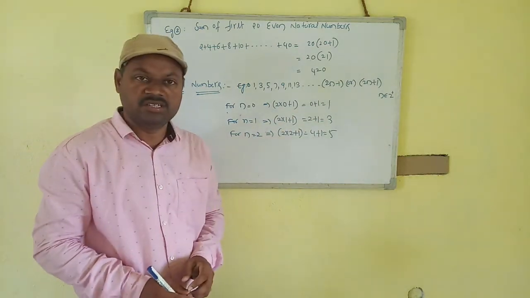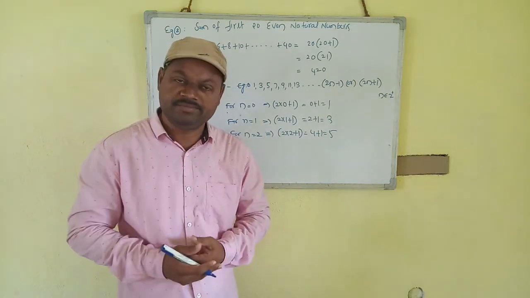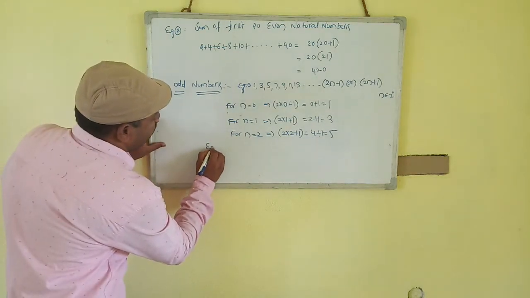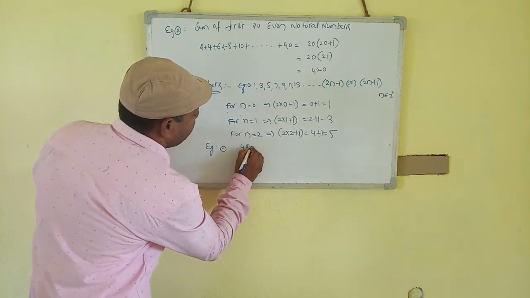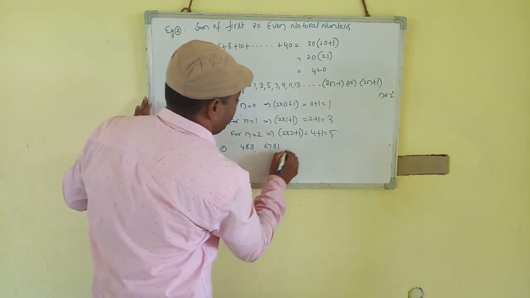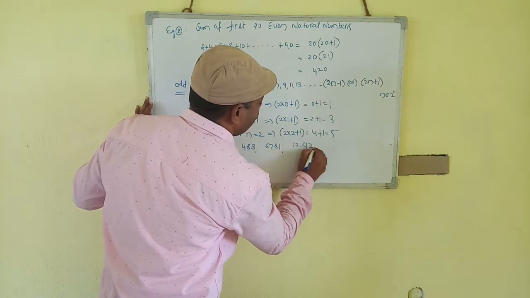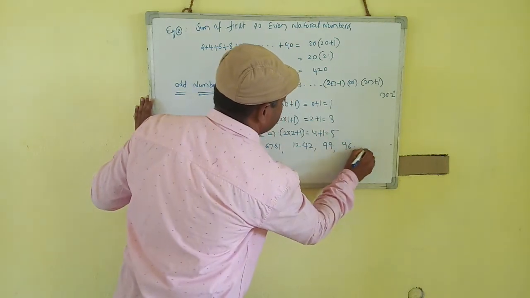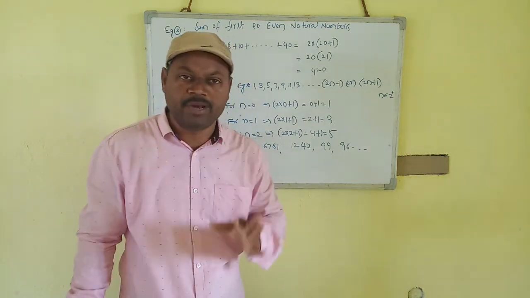How can you identify an odd number? I will give some examples. Suppose 483, 6781, 1242, 96. Once observe these examples. How can you identify the odd number?